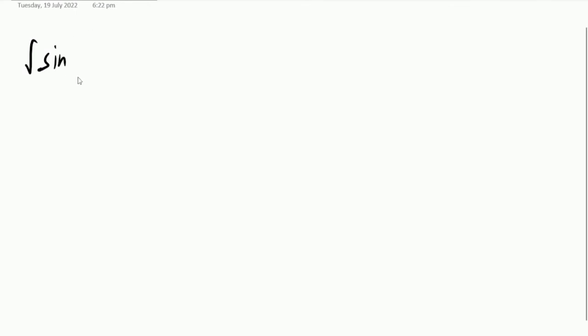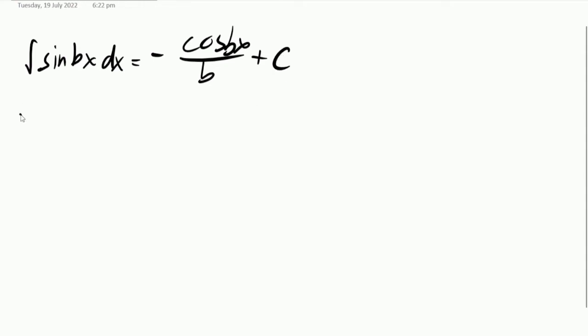Okay, next we have trigonometric functions, in the integration of trigonometric functions. So first, let's recall the integrals of each trigonometric function. First we have sine bx dx. That is equal to negative cosine bx over b plus the constant of integration. Next is cosine bx dx. This is equal to sine bx over b plus c.